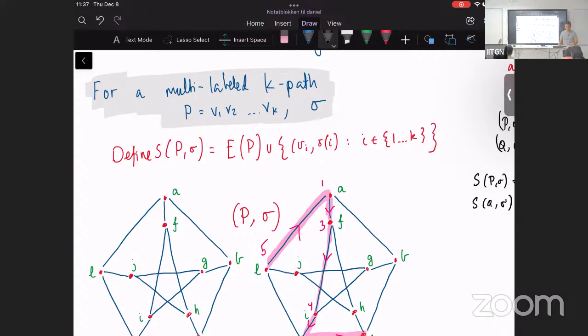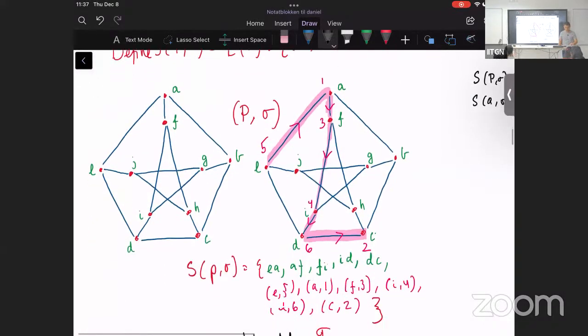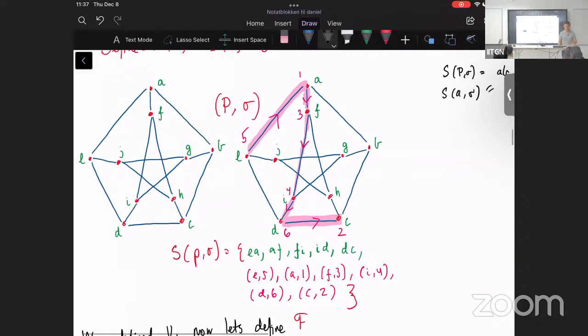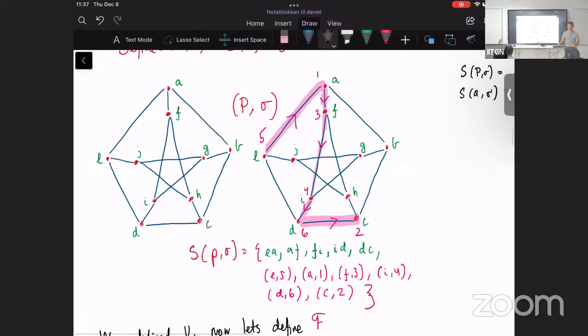All right. So here is again an example. Here is a P and a sigma in a Petersen graph, and this is what its S of P sigma is. I guess we have already covered it, but let me cover it one more time. So if I do the path EAFIDC, then S of P sigma will be the edges EA, AF, FI, ID, DC, together with the labeled vertex pairs E5, A1, F3, I4, D6, C2.